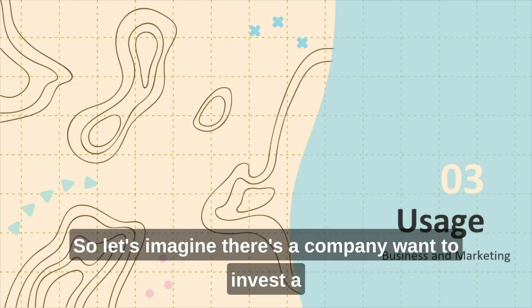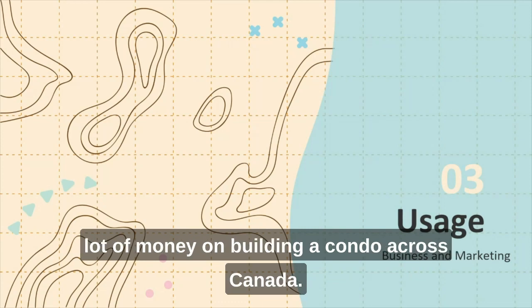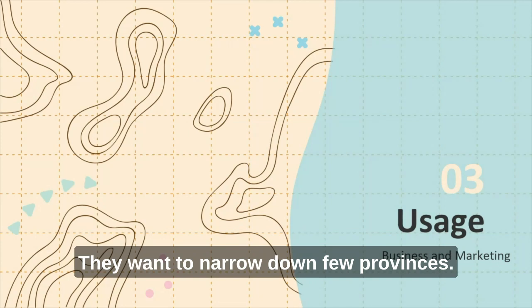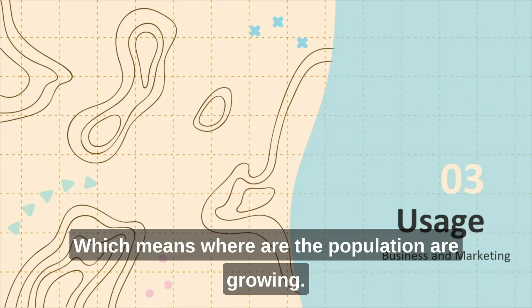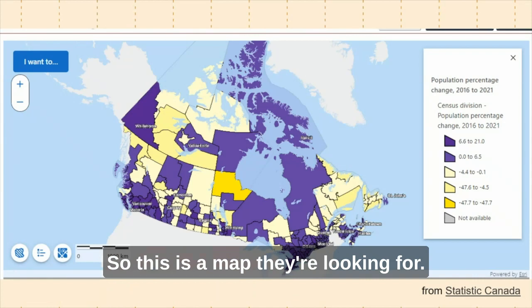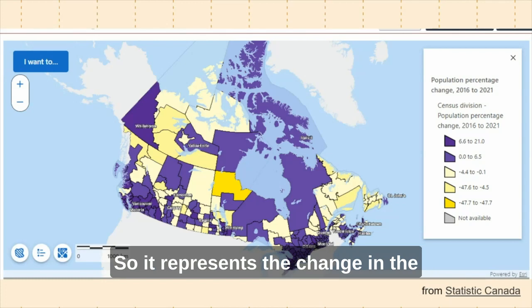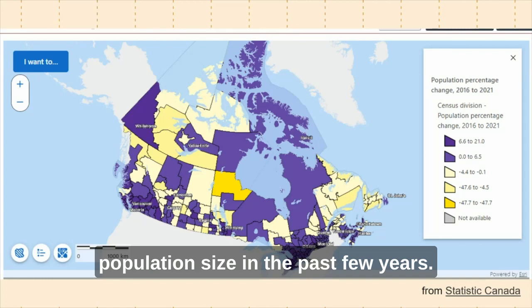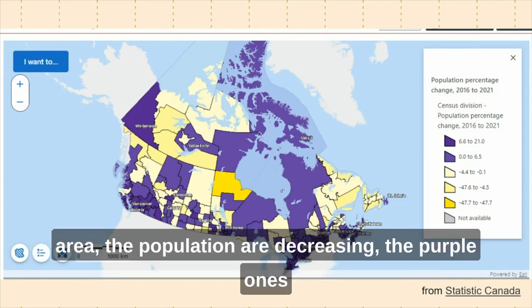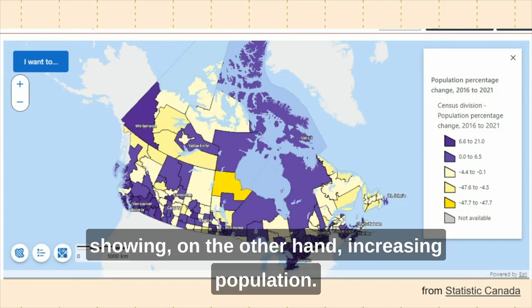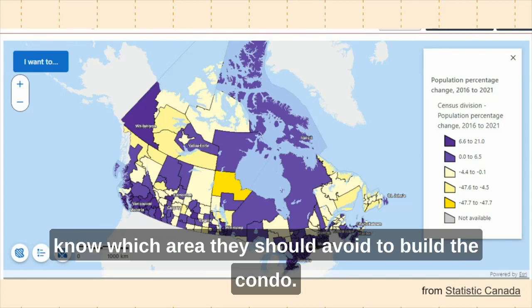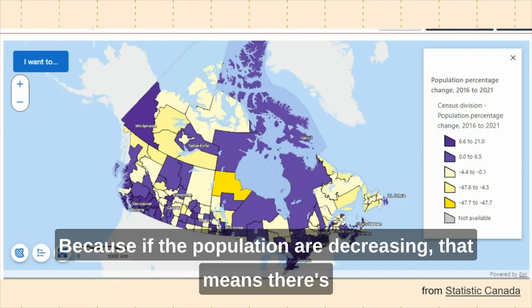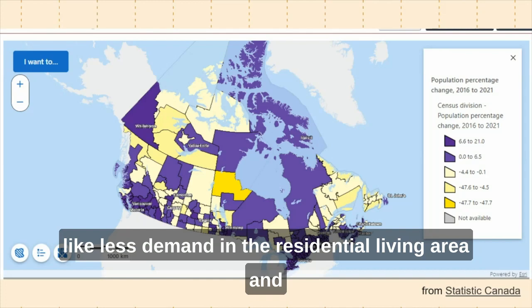So let's imagine there's a company who wants to invest a lot of money in building condos across Canada. They want to narrow down a few provinces. What they need to know first is where the demand is, which means where the population is growing. So this is a map they're looking for. I got this map from Statistics Canada. It represents the change in the population size in the past few years. The yellow patches show areas where the population is decreasing. The purple ones show, on the other hand, the increasing population. So by looking at this map, the company at least knows which areas they should avoid building a condo in, because if the population is decreasing, that means there's less demand in the residential living area.